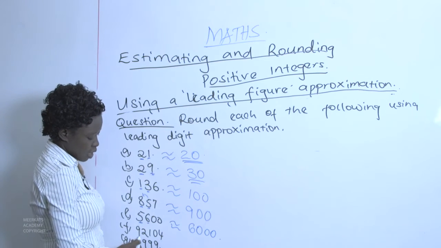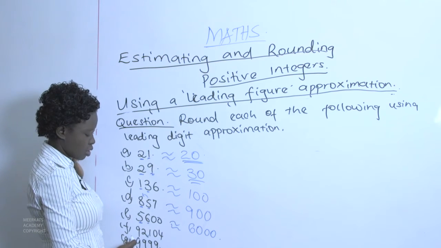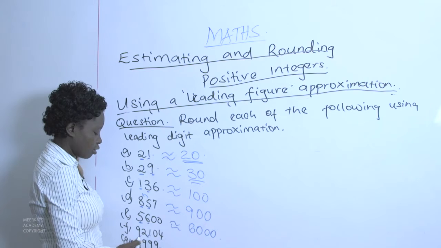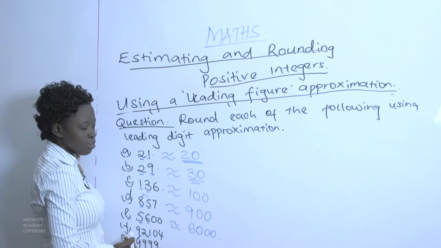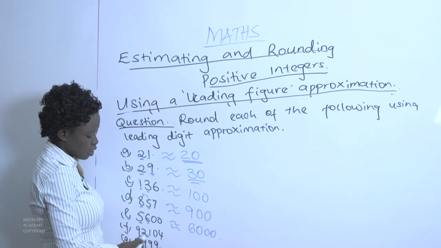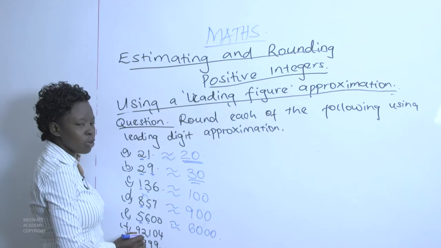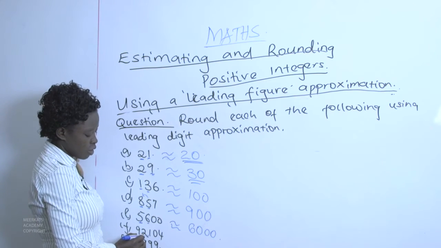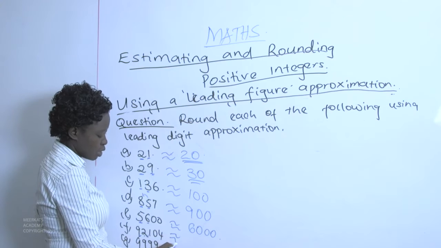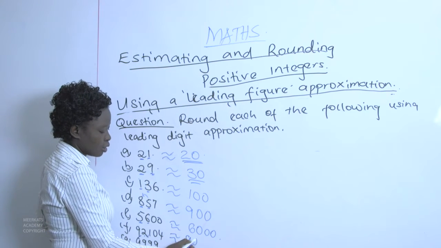Then next, we have 92,104. Our leading digit in this case is 9. So 9 being the leading digit, we check the next digit, which is 2. 2 is a digit that is less than 5. So this means this will be approximately 90,000.